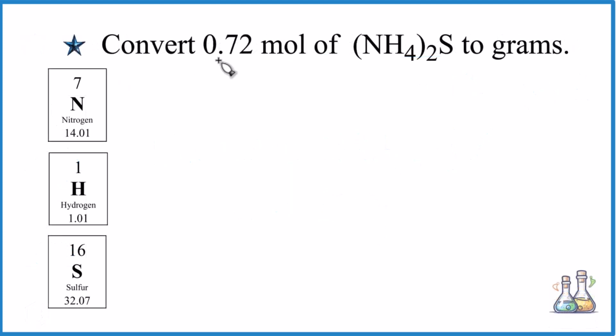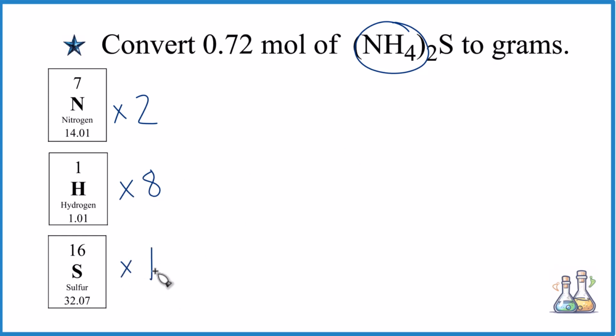Pause and convert 0.72 moles of this ammonium sulfide to grams. And often you'll see moles written as just MOL, kind of the abbreviation there. Give it a try. So for this one, remember this 2 goes to everything here. So we have 2 nitrogens, and 2 times 4 is 8 hydrogens, and just the 1 sulfur there.